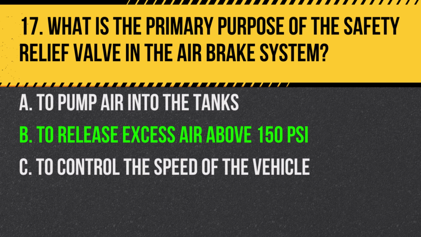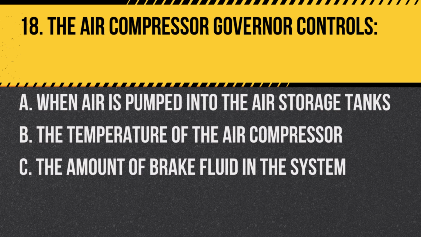Answer. B. To release excess air above 150 psi. The safety relief valve ensures that the air pressure in the tanks doesn't exceed safe levels. Question 18. The air compressor governor controls A. When air is pumped into the air storage tanks. B. The temperature of the air compressor. C. The amount of brake fluid in the system. Answer. A. When air is pumped into the air storage tanks, it maintains pressure within a set range.